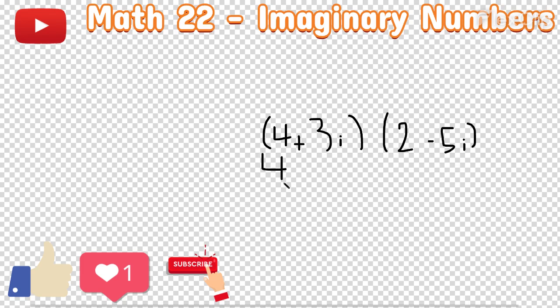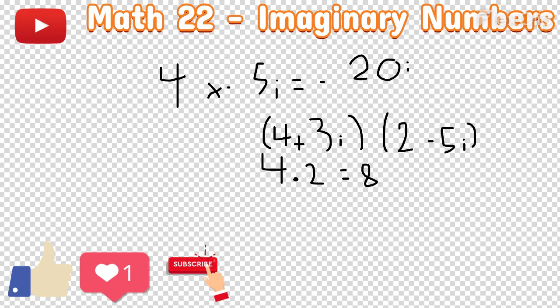First, 4 times 2 is equal to 8. Next, 4 times negative 5i is equal to negative 20i. Thereafter, 3i times 2 is equal to 6i.